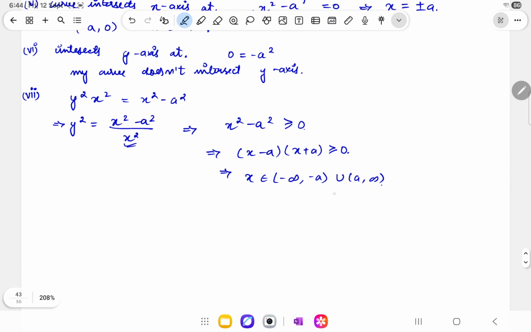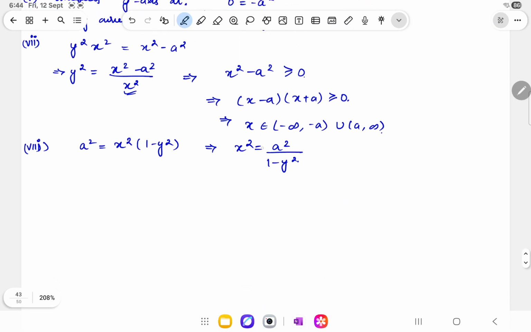So this is basically where our x lies, these are the values that our curve can take for x. Likewise, if I express it explicitly in terms of x, I'll be getting a square is equal to x square into 1 minus y square. So from here I get x square as a square divided by 1 minus y square. So x square is also greater than 0.